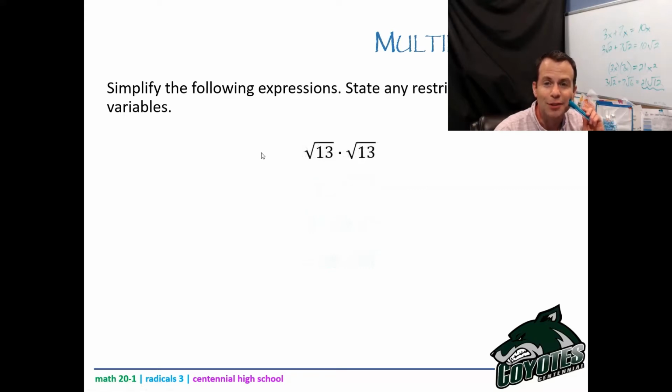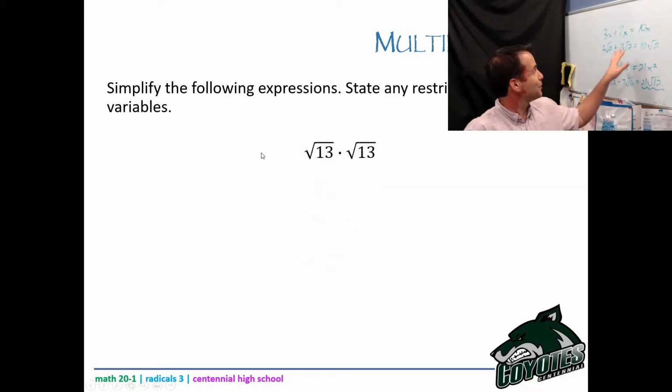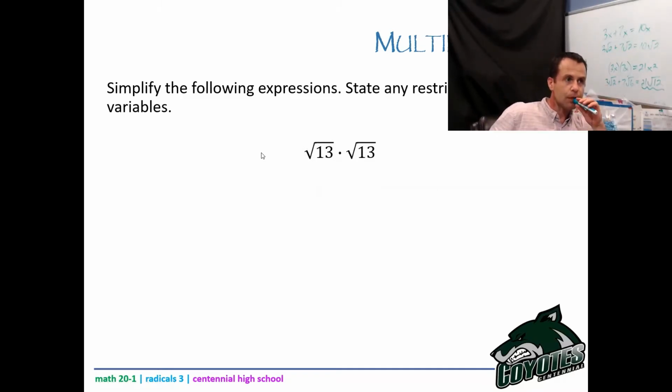Okay, root 13 times root 13. Now this is the one I was avoiding up here with that root 2 times root 2. Root 13 times root 13. What I want you to notice there is it's 13. It's root 13 squared. Let me just put the answer there for a second. It's root 13 squared. So there's a couple different ways you could think about this.